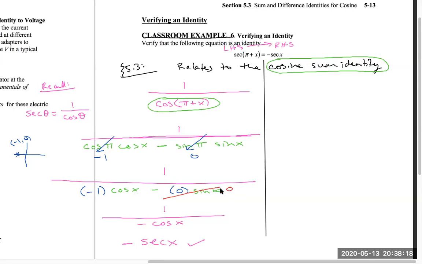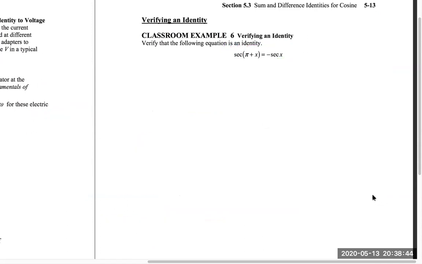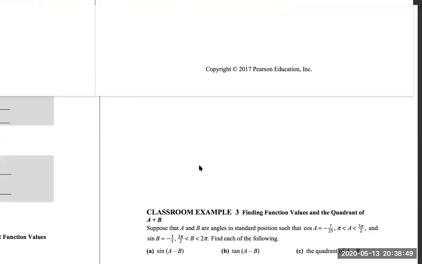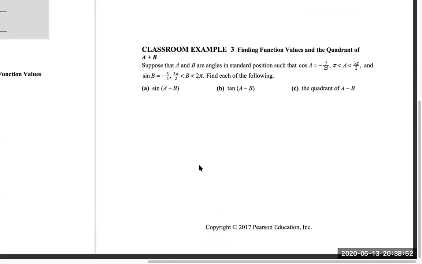Okay, so let me go ahead and save a picture of this. There's one problem that I want to cover from 5.4 that might appear in your homework. And that's going to be classroom example 3. See if I can do this smoothly. Yeah, there we go. So this is the problem that we're going to tackle. We might need a little extra room here.